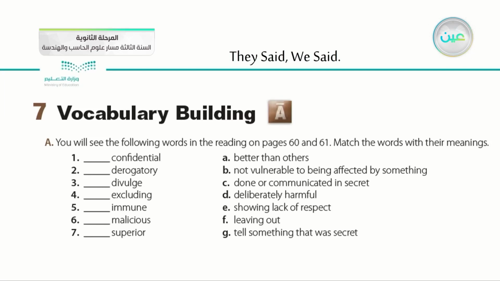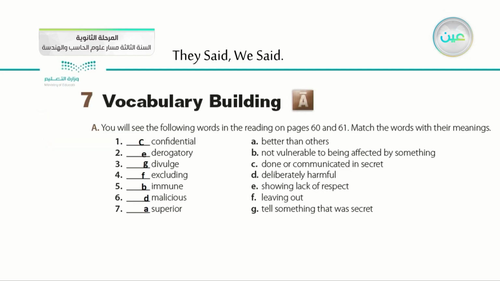We talked about confidential, and we said it's something that is secret. Derogatory, something or misbehaving with people. Number 3, divulge is releasing a secret or telling a rumor about someone. Excluding, taking out something. Immune, being protected. Malicious, something harmful. And superior is better than the others. And the answers for these words are as shown here.